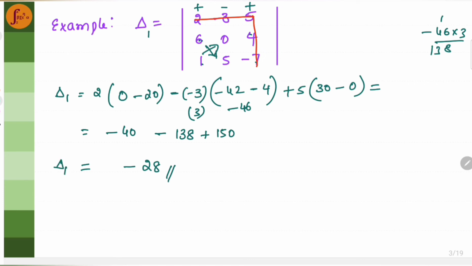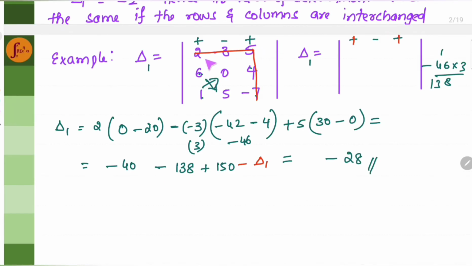Now we'll interchange the rows and columns. We have 2, minus 3, 5, and we put it as a column. The next row is 6, 0, 4. We put it as a column. The next row is 1, 5, minus 7, and we put it as a column. Now we'll find the determinant. Let's call this determinant 2.